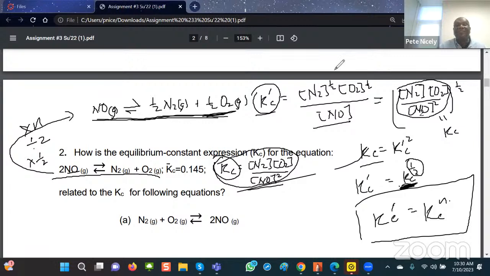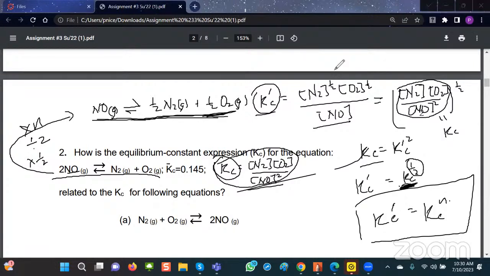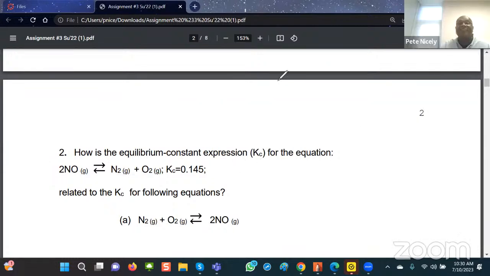Is it okay for me to clear all this? Is it okay for me to clear all this? Going once, going twice? Okay, all right, so let me do that. Scroll down.